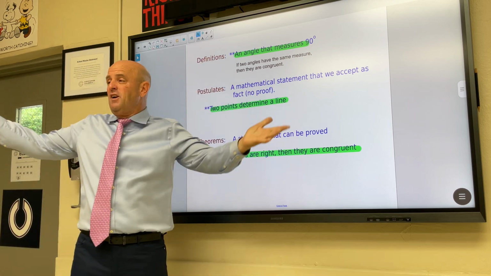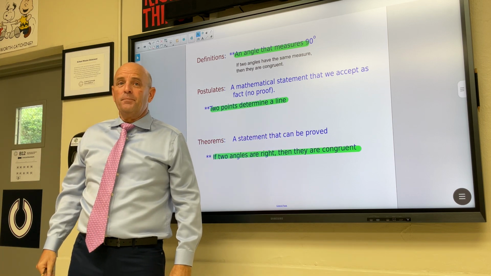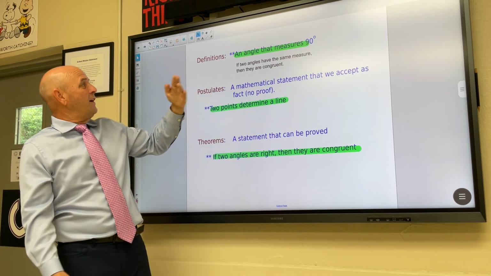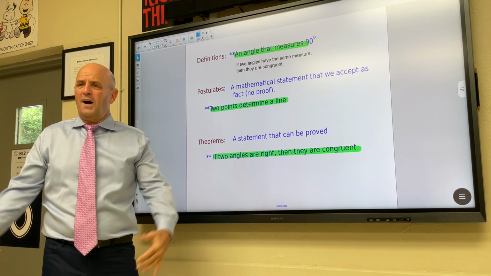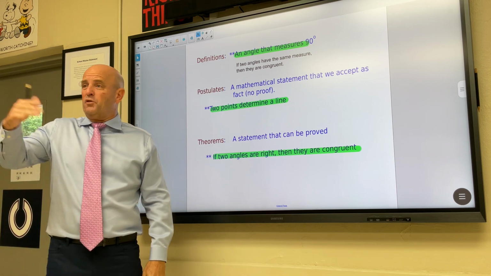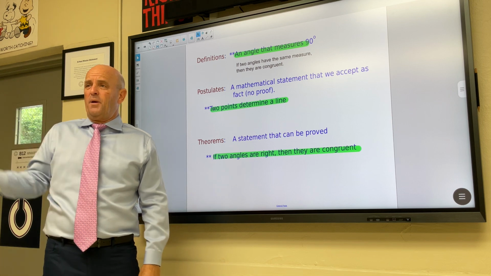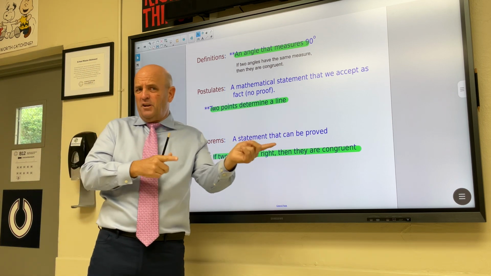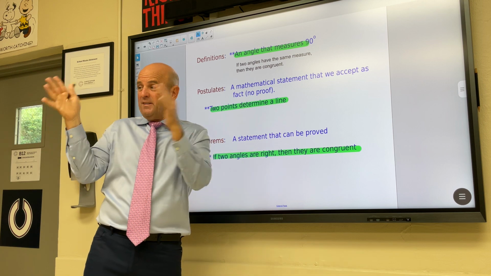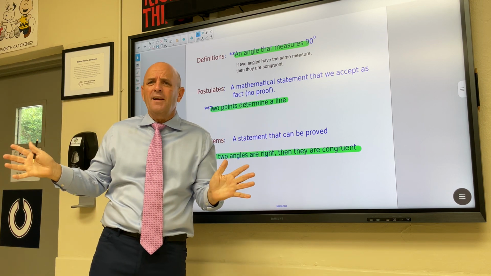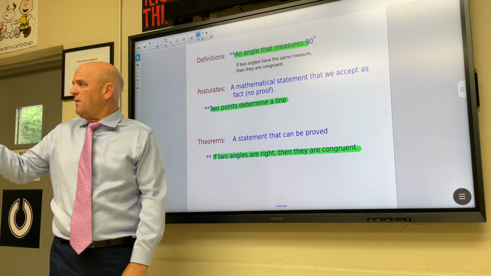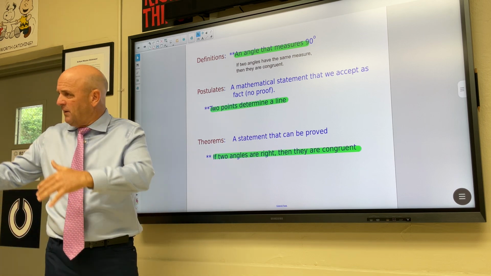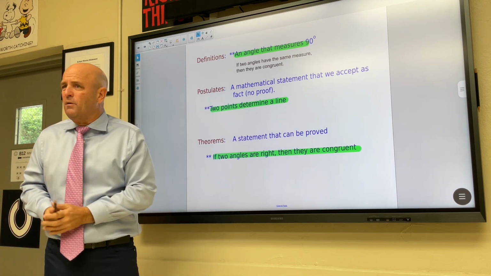We also have definitions. Have we had any definitions yet? Yes, we have. Here are two examples. Do we know what a right angle is? What constitutes a right angle? If it is right, then it is 90 degrees. Could I reverse that? If it's 90 degrees, then it's right? Yeah. So we have a definition. Did I have to prove that? No, we just accepted it. Here's another one: if two angles have the same measure, then they are congruent. That's the definition of congruency. We've done that before too, right?